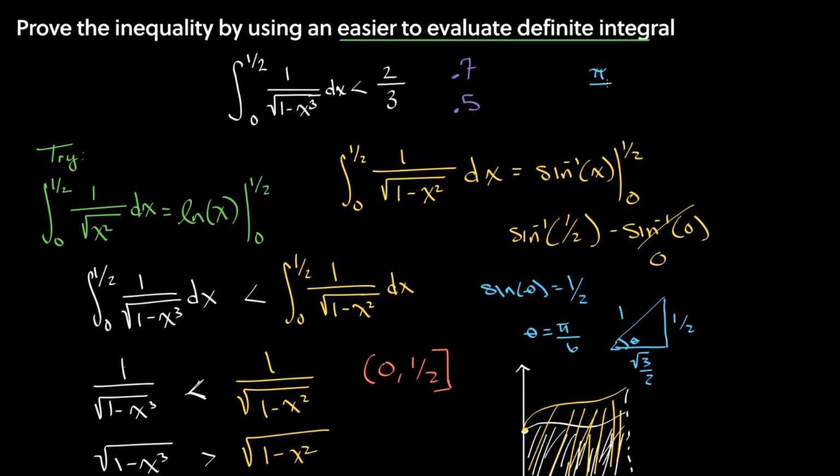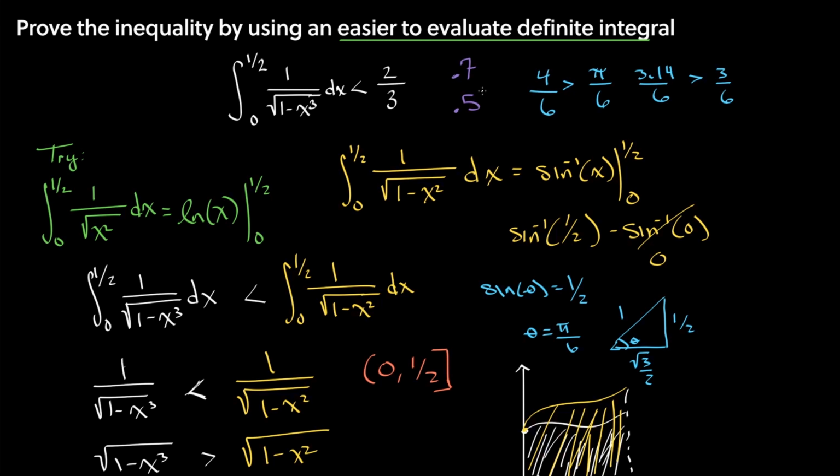This is the moment of truth. Now we need to figure out, is pi over 6 less than or greater than 2/3? Well, pi is roughly 3.14, so that would be over 6. We know that this is greater than 1/2, greater than 3 over 6. And 3.14 over 6 is definitely going to be less than 4 over 6, and 4 over 6 is 2/3.